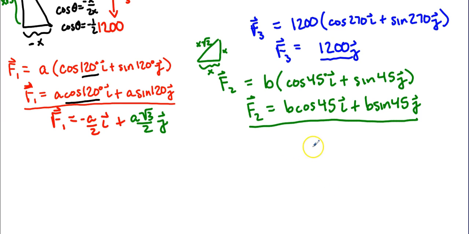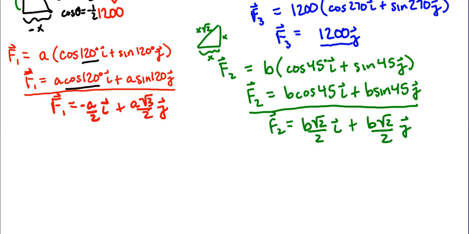So we can write our ratios using that. So this is going to end up being the force on the second cable, which is B. Cosine of 45 is x over x root 2, so root 2 over 2 if we rationalize. That's the i component. Plus the j component is also going to be root 2 over 2. So we're going to have B root 2 over 2 j.